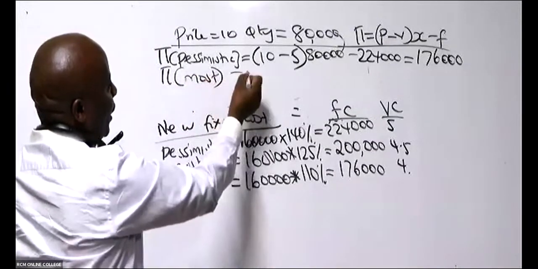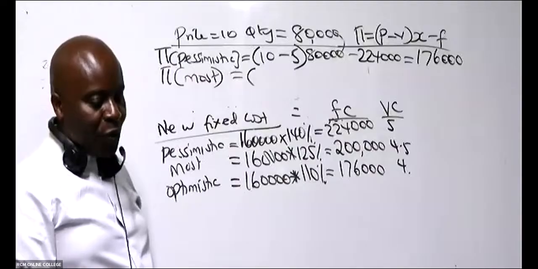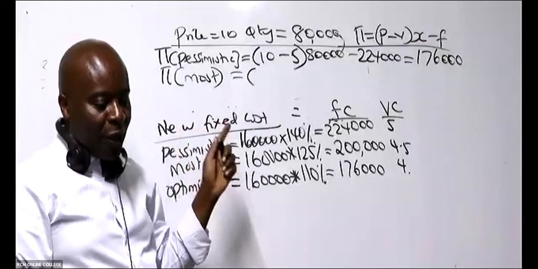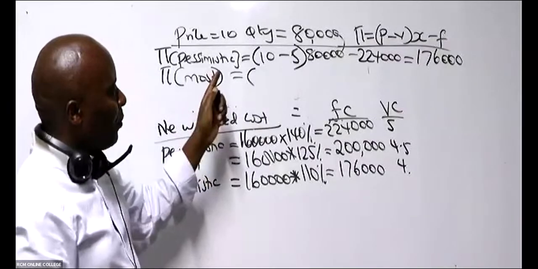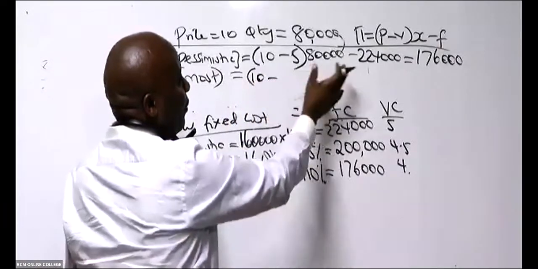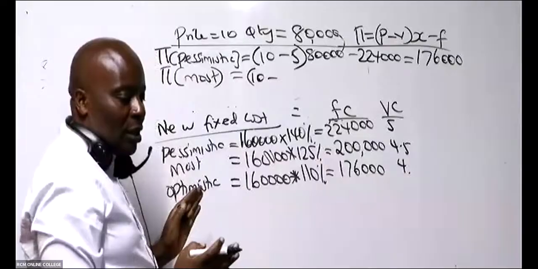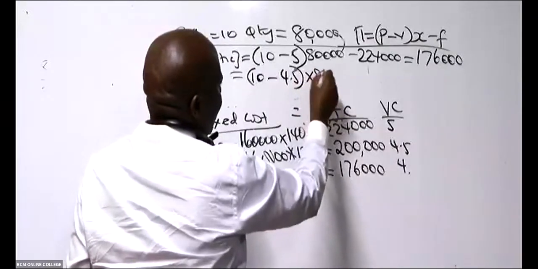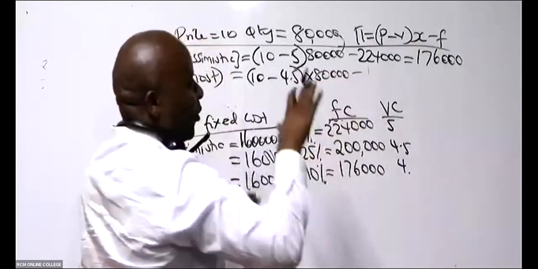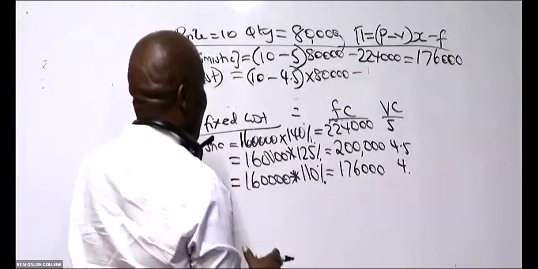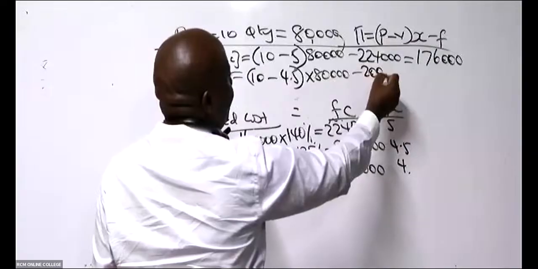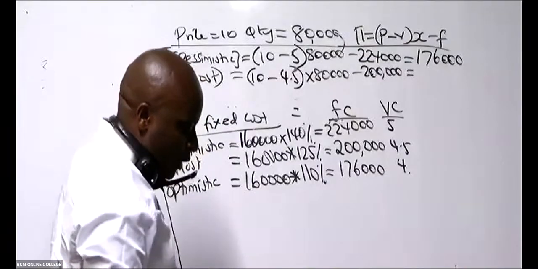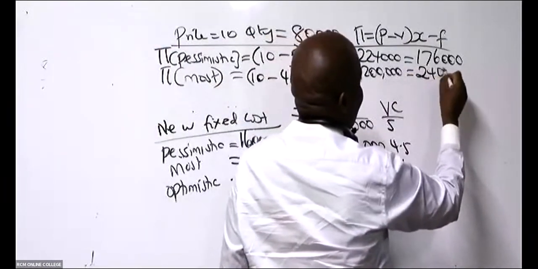So go ahead and give us profit for the most likely case. Now you are following this format. Do we know the selling price? It is 10, minus the variable cost under most likely, which is 4.5. The quantity is not going to fluctuate; it is 80,000. But remember, fixed costs are fluctuating, so fixed cost under most likely is 200,000. So then this will give us what figure? According to Lavi, we have 240,000. Thank you so much.